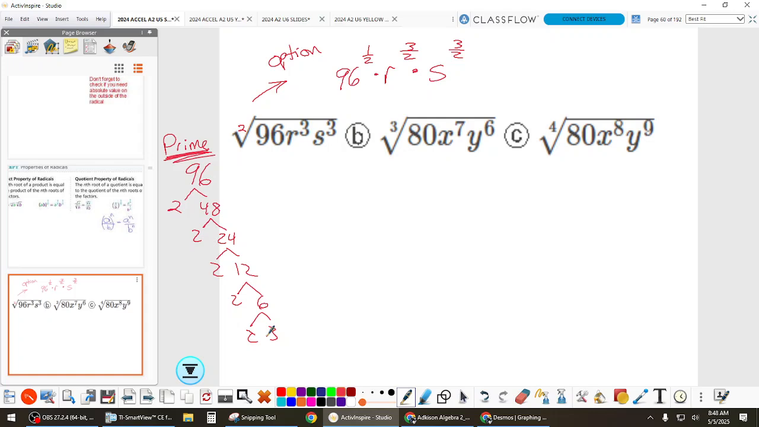Now, why did we have to do that? Because we're going to rewrite this as 2 to the 5th times 3 r cubed s cubed. Okay, how many groups of stuff can we pull out of this?